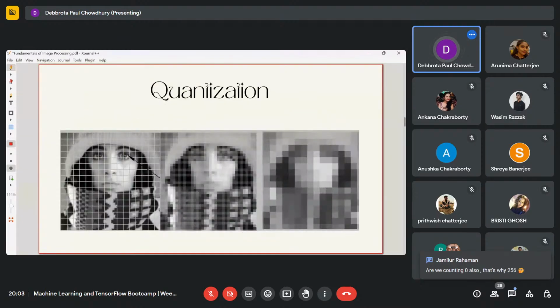So this is basically what quantization does. If you're using more levels of gray, if you're using all the shades, you'll get a better quality image. But whenever you're using fewer shades, then you'll get a blurry image. And if the number of levels or pixel values is lesser still, then you'll get a more blurry image. So this is called quantization.